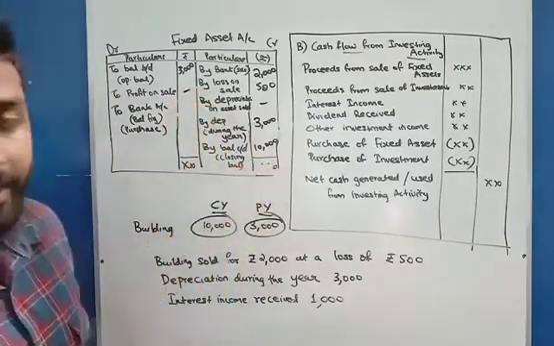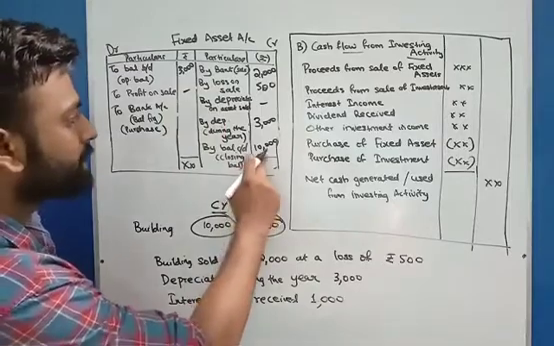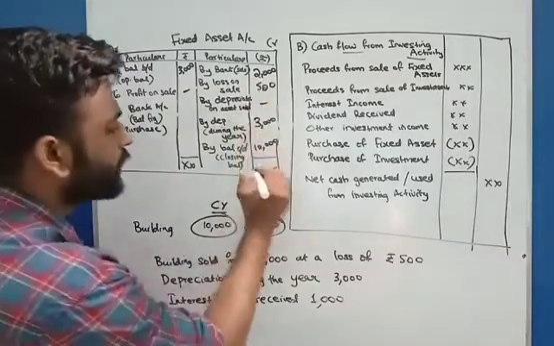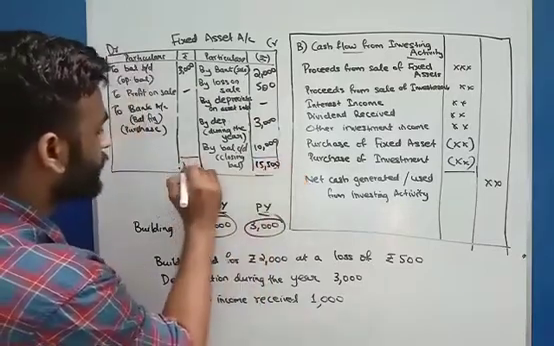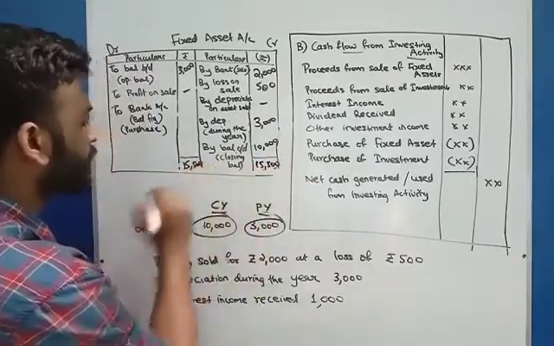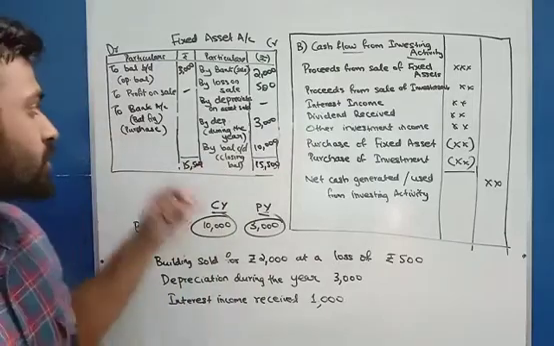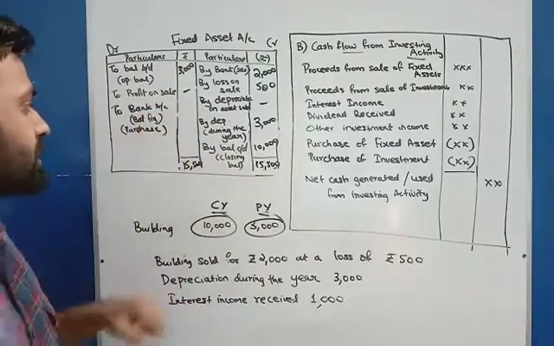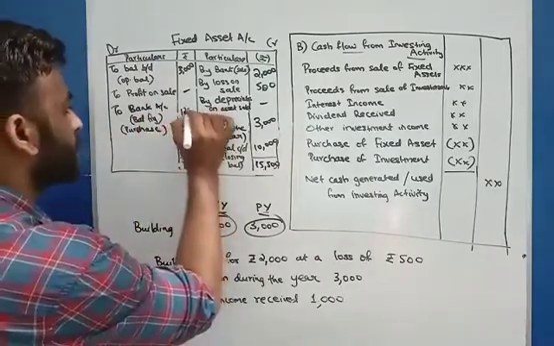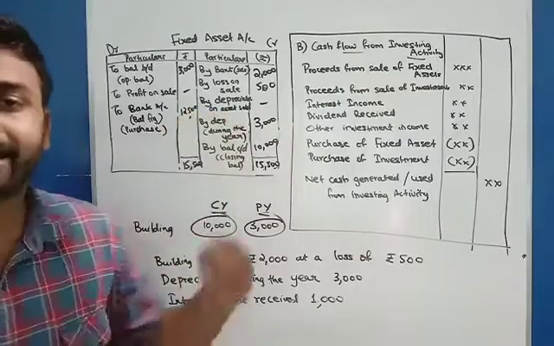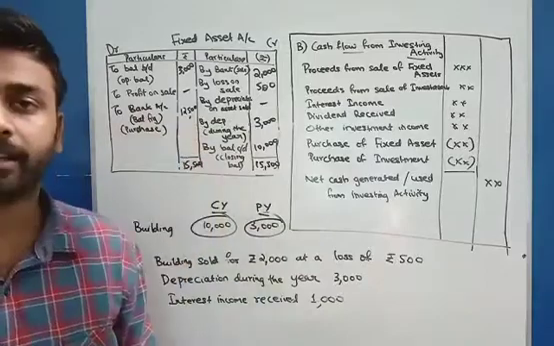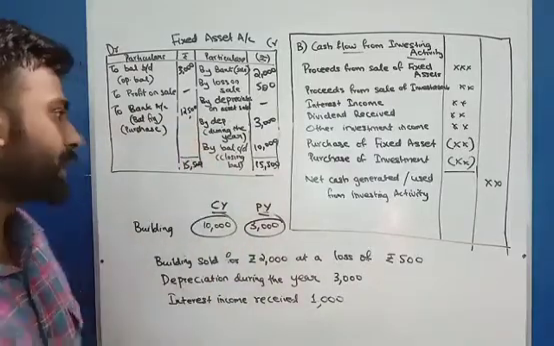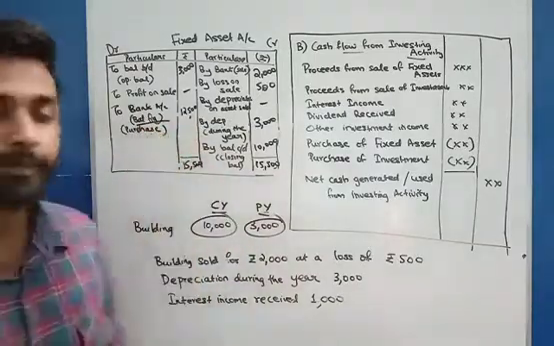Here the credit side is more. The credit side total is 15,500, and that should be marked in the debit side total also. So the difference between debit and credit is 12,500. So the purchase value of fixed asset during the year was 12,500. This is the balance figure.